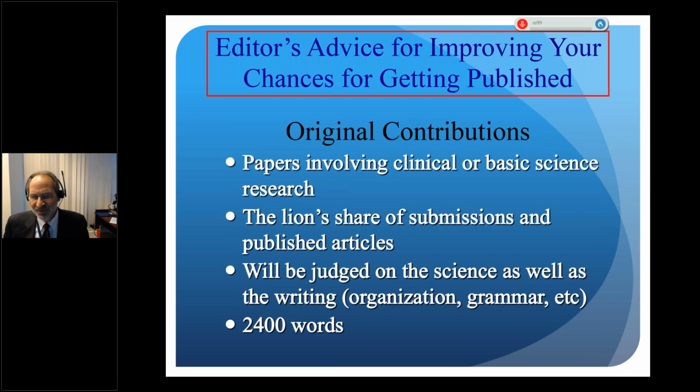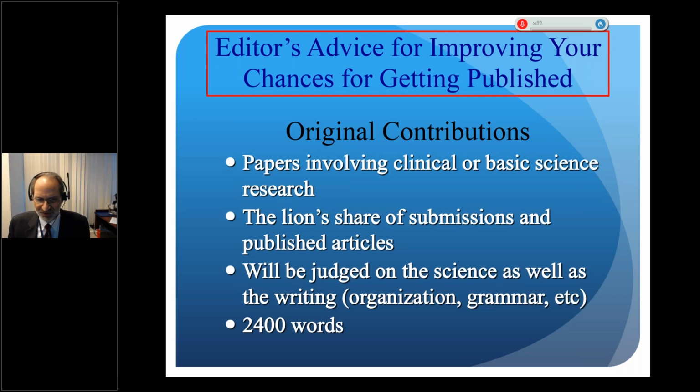The majority of the papers in the Journal of Obesity Surgery are called original contributions, and that's a grab bag that takes into account all of the research papers and all of the clinical papers. It's the lion's share of the submissions and the published articles, and you'll see if you open the table of contents, most of the papers are original contributions.